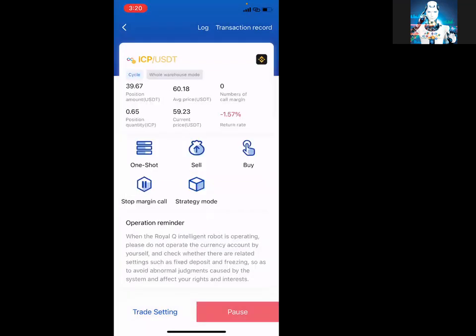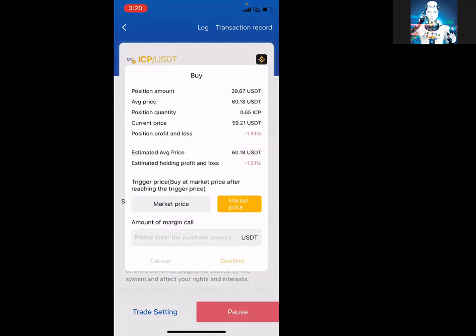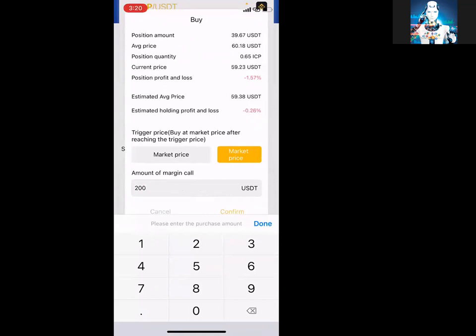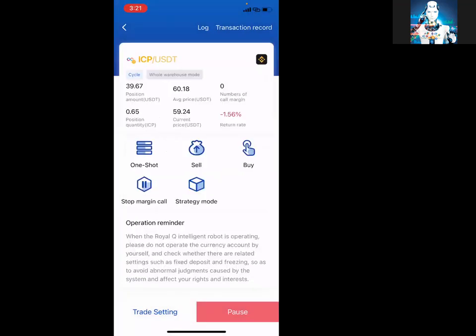Now, what is buy? Buy is where you're going to do what we call manual replenishment. For example, this thing is giving me minus $2.5, okay? And I want to get out of this transaction. I want to reduce my average price. I'll go over to buy, and maybe I have $200 in my account. All I need to do is to type $200 here, that I have in my USDT balance, and click on confirm. Once I click on confirm, it means I am manually pushing money into ICP USDT.